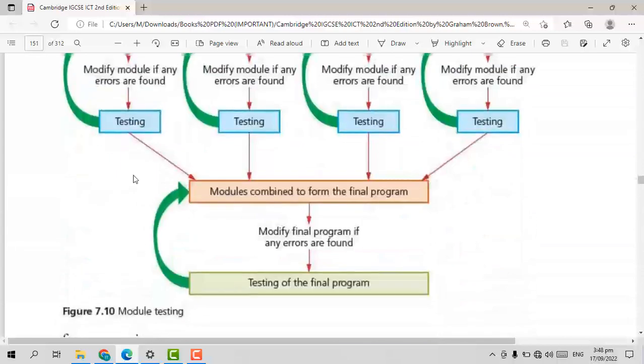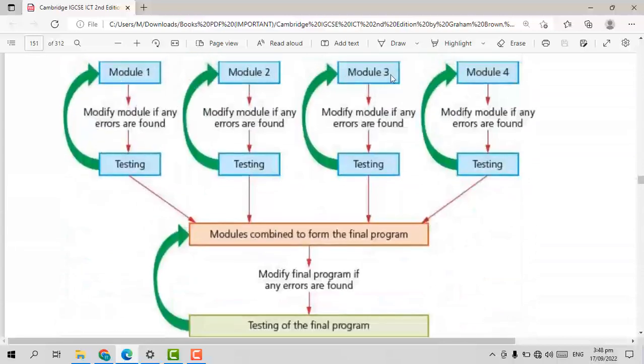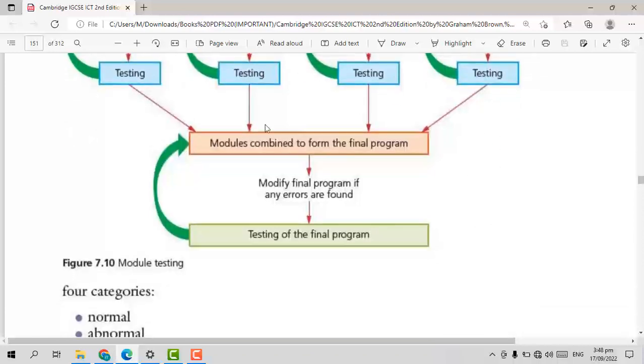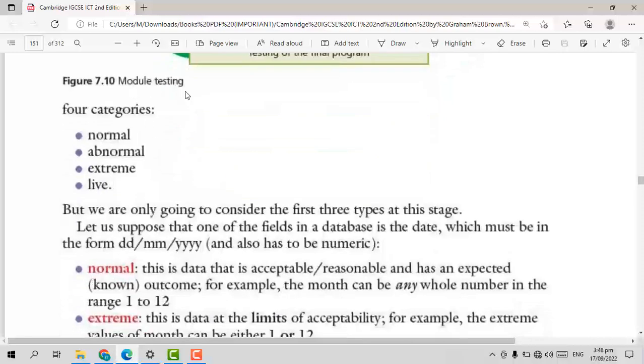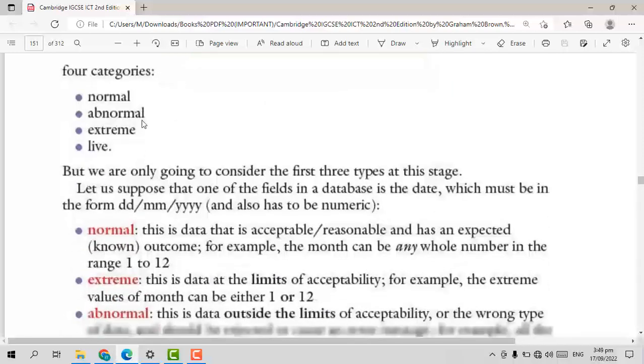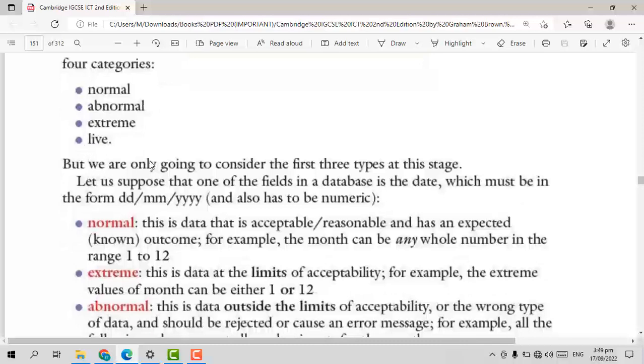Okay. In the next figure, it shows us a software that's divided into four modules: module 1, 2, 3, and 4. And we test each and every module separately. Module 1 testing, module 2 testing, 3 and 4 testing. Now we combine all the modules to give us the final program, and now we're going to test the final program. Now, in testing, we have four categories: normal, abnormal, extreme, and live.